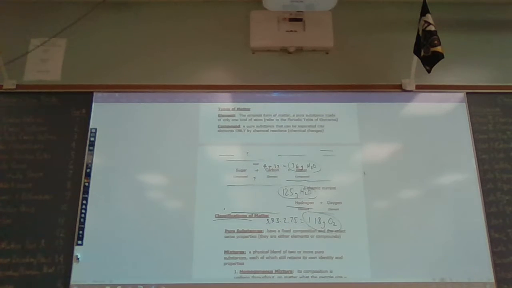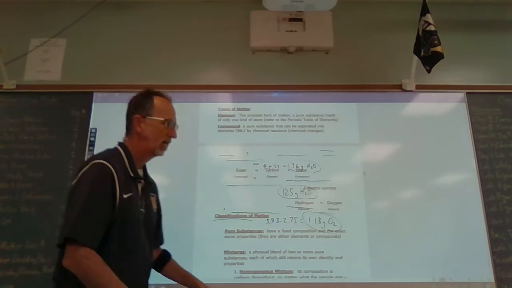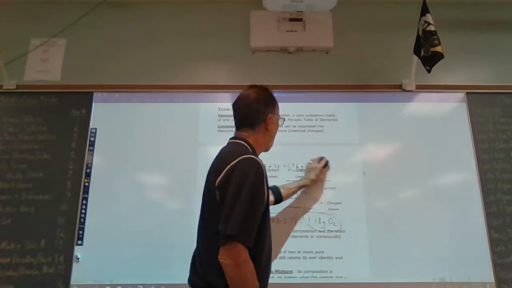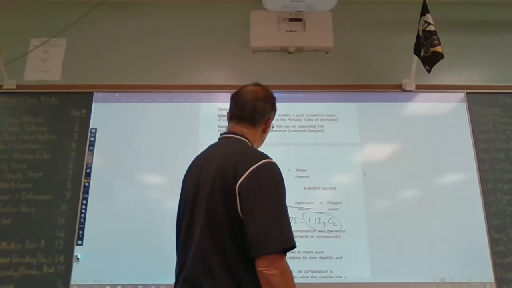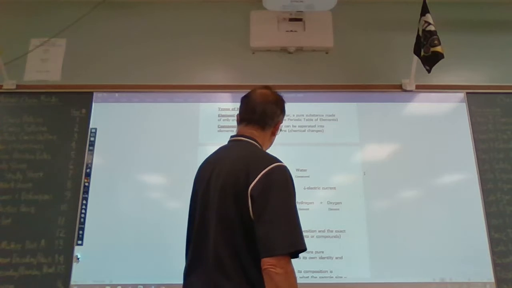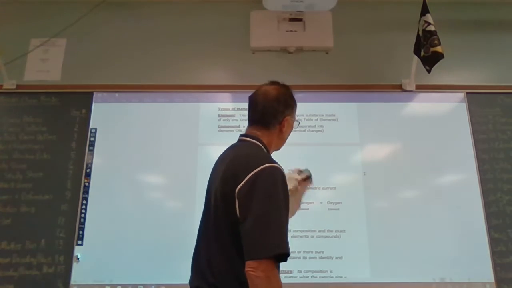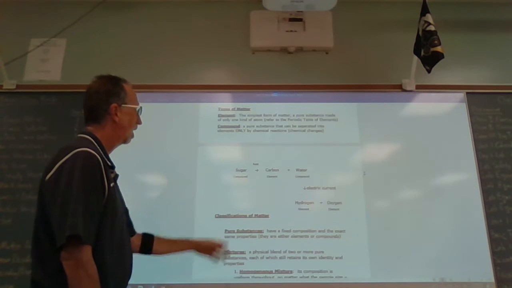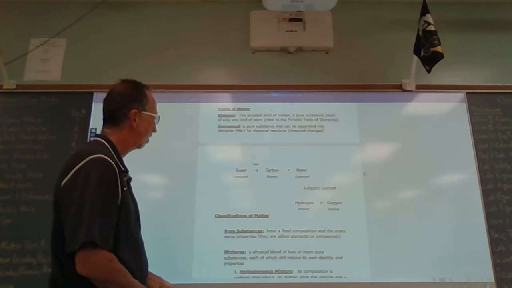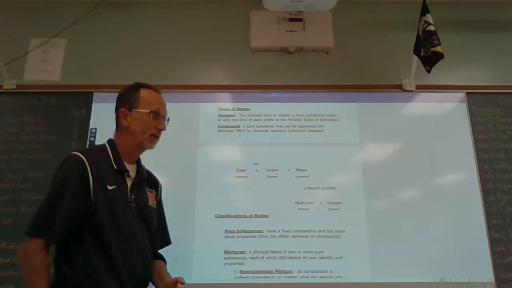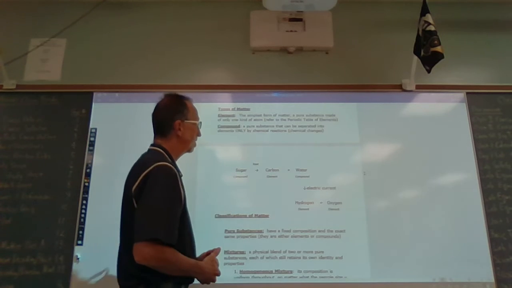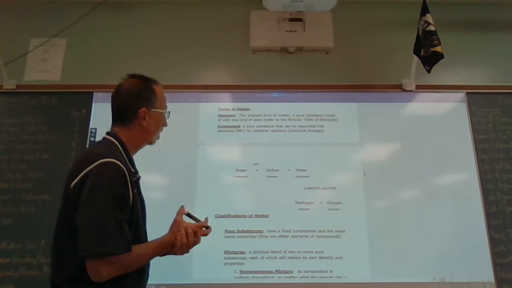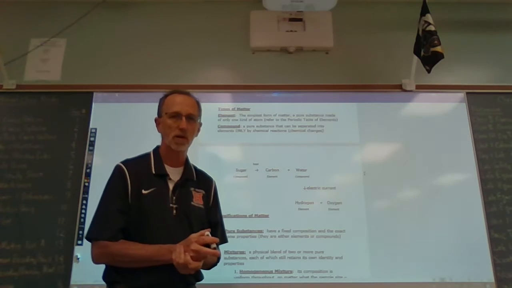Types of matter now. We talked about changes in matter. We talked about classification of matter. Conservation of mass. Let's look at specific types of matter. So we have elements and compounds. The simplest form of matter is the element. It's a pure substance made of only one type of atom or one type of particle.